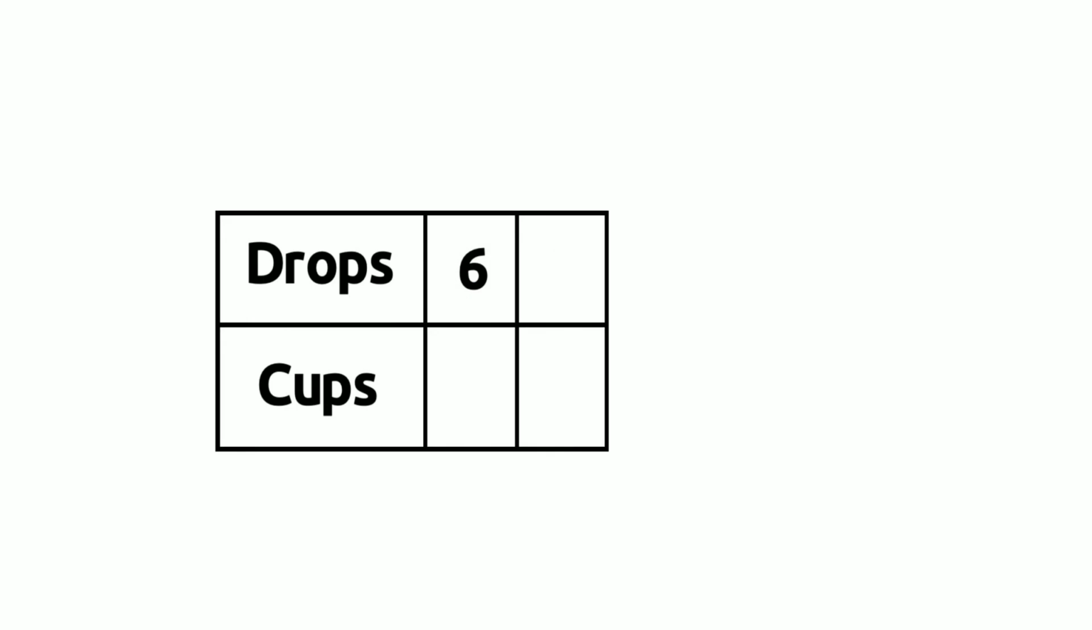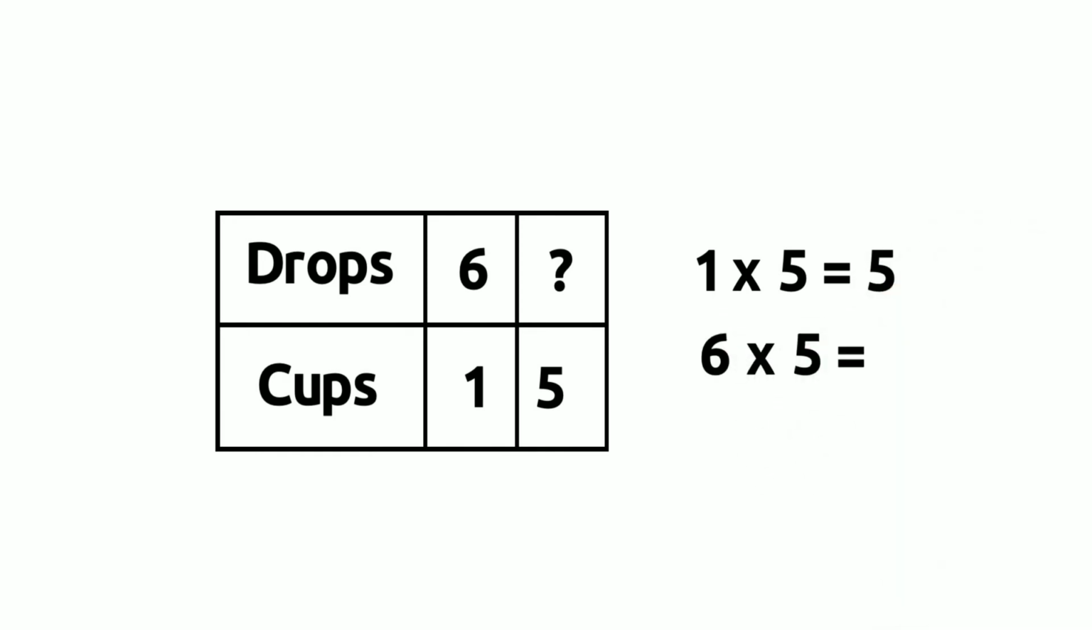Step 1 would be to determine what you need to multiply by 1 to get 5 cups. So 1 times 5 equals 5. Step 2 would be to multiply your numerator by the same quantity you multiplied your denominator by. So 6 times 5 equals 30 drops.